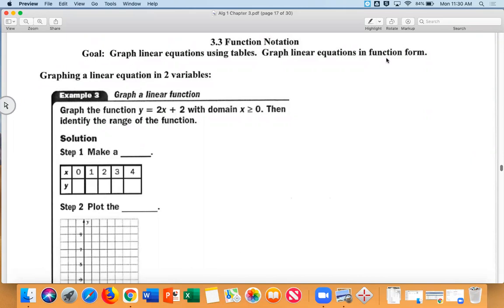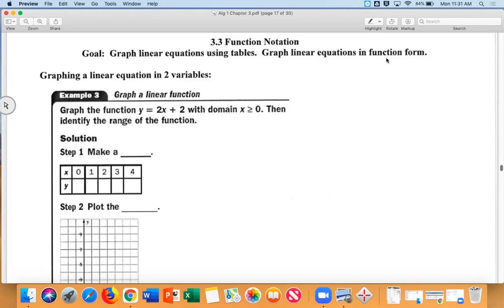Up here it says graphing a linear equation in two variables. So now we have to graph. We have a table, that's up here, with input and output. The x's are our input and the output is our y's. Think of a vending machine: when you put something in, you get something out. Make sense? Up here, we're trying to graph the equation y equals 2x plus 2, and my domain can be greater than 0. Don't worry about the domain aspects. After that, it says identify the range of the function.